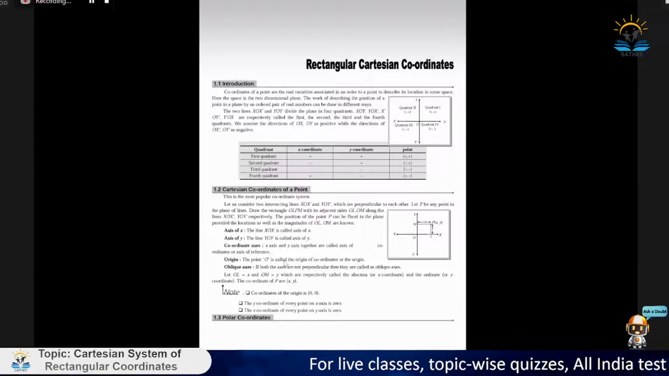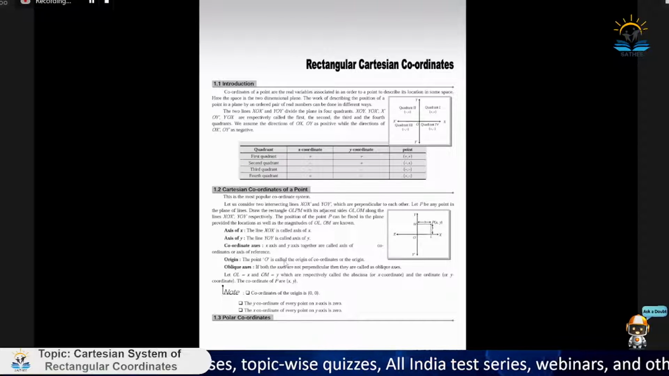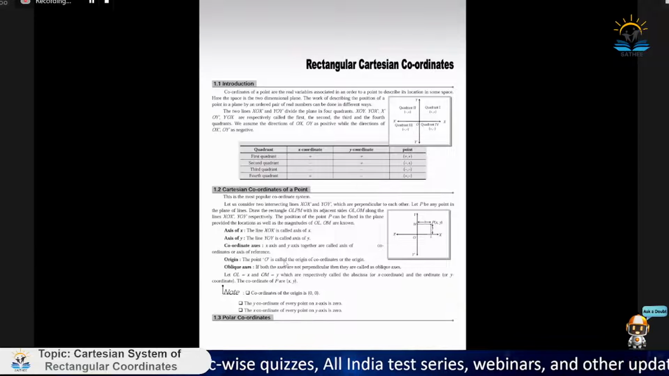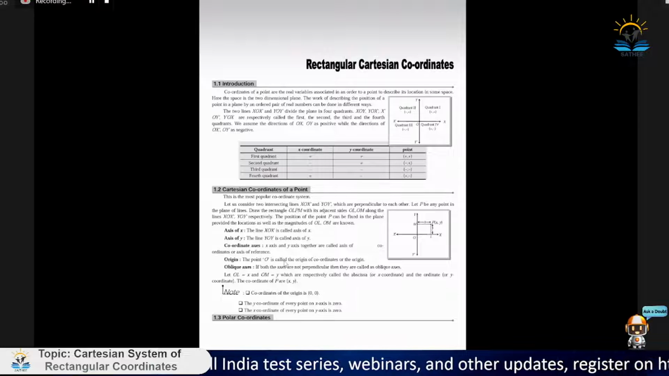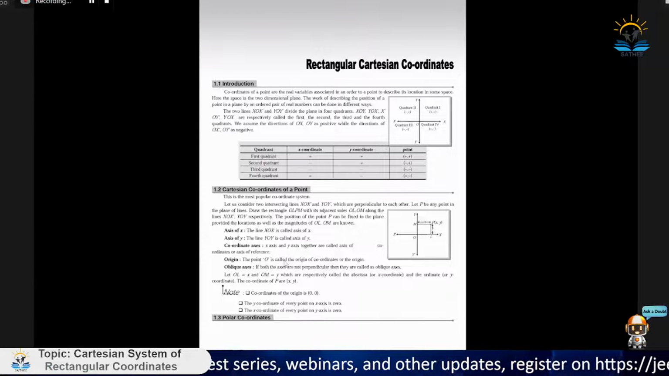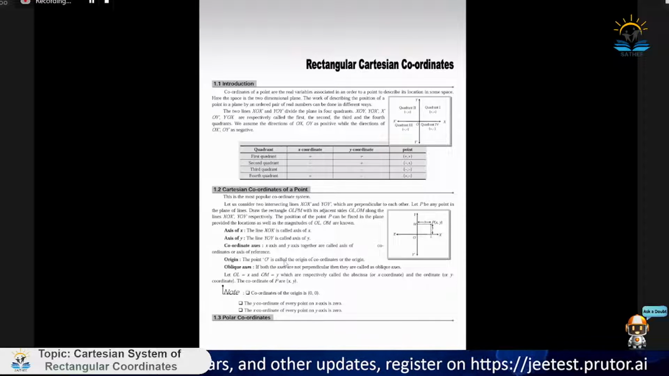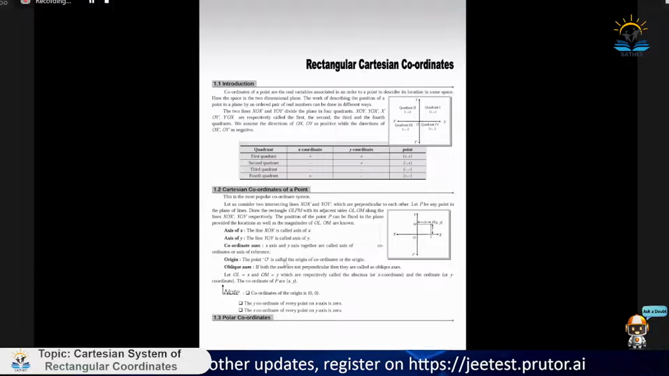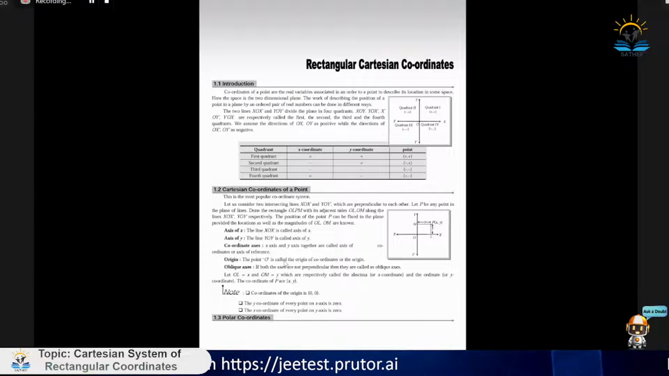Going from this, let's note two points. If a point is lying on the x-axis, then the y-coordinate of the point is 0, because the PL length would be 0. Similarly, if a point is lying on the y-axis, then the x-coordinate is 0, as the OL length would be 0. Also, the coordinates of the origin, which is the reference for all our locations, are 0 comma 0.